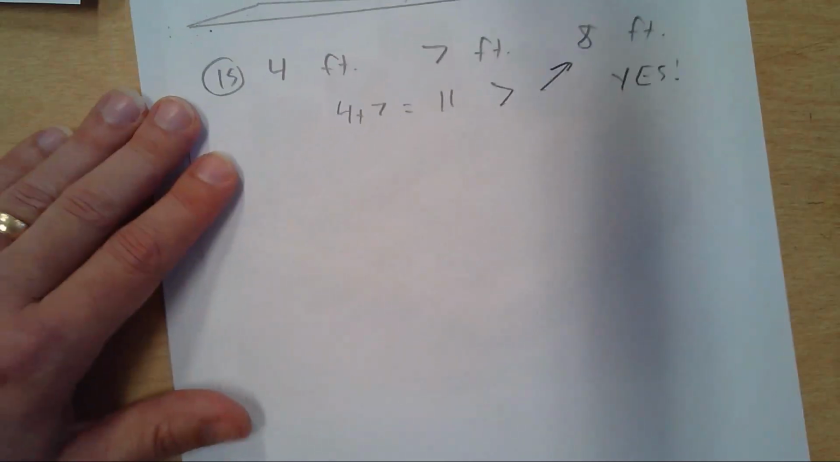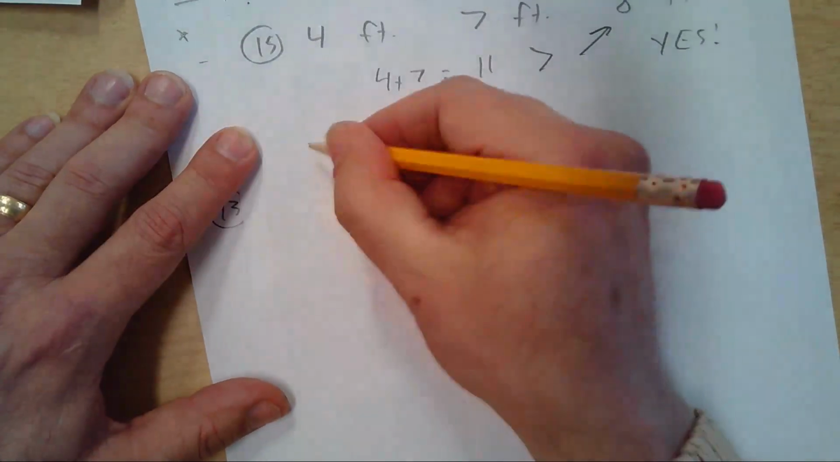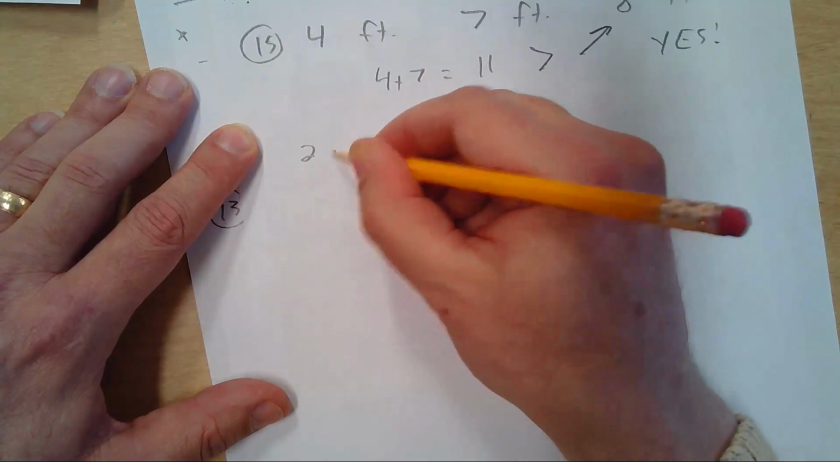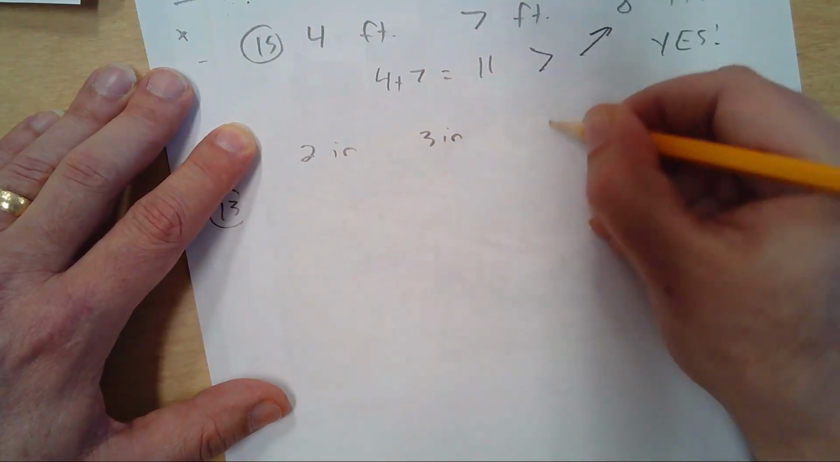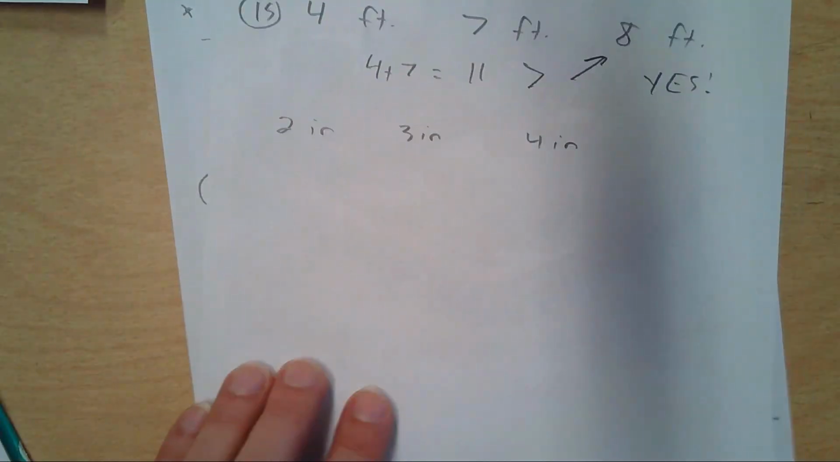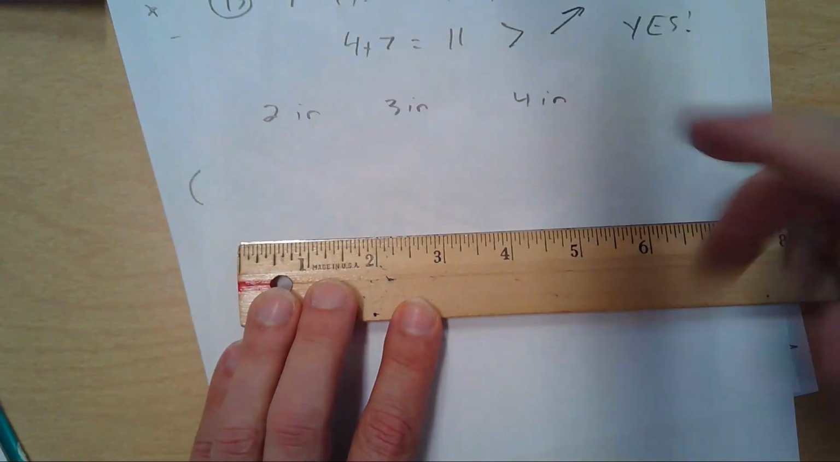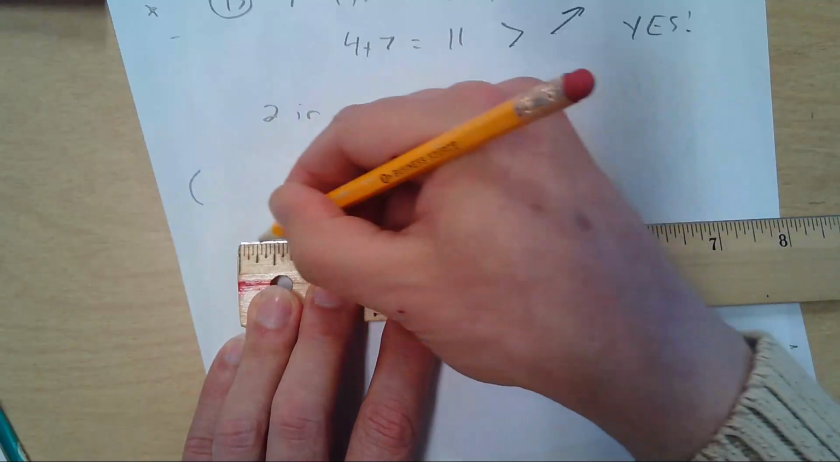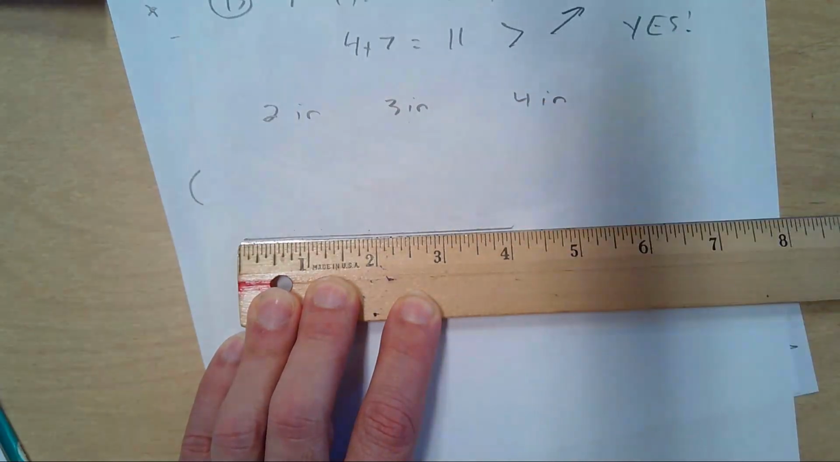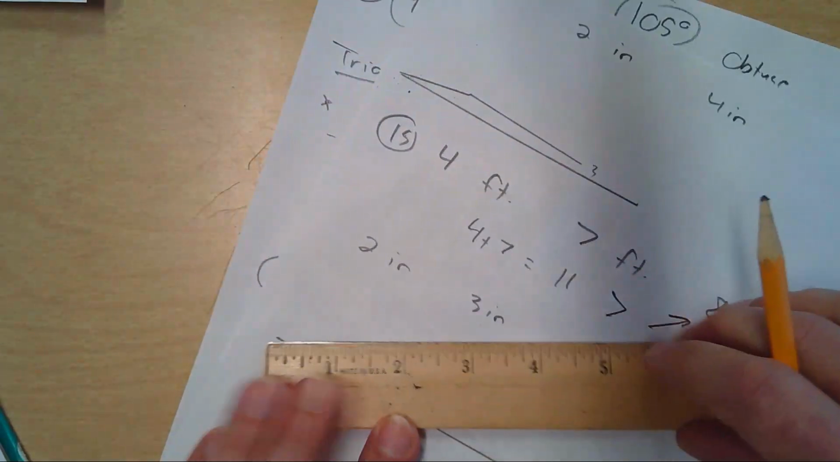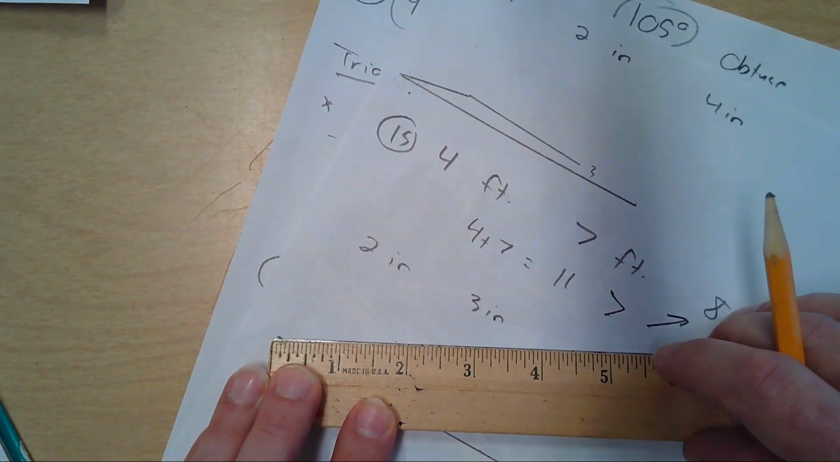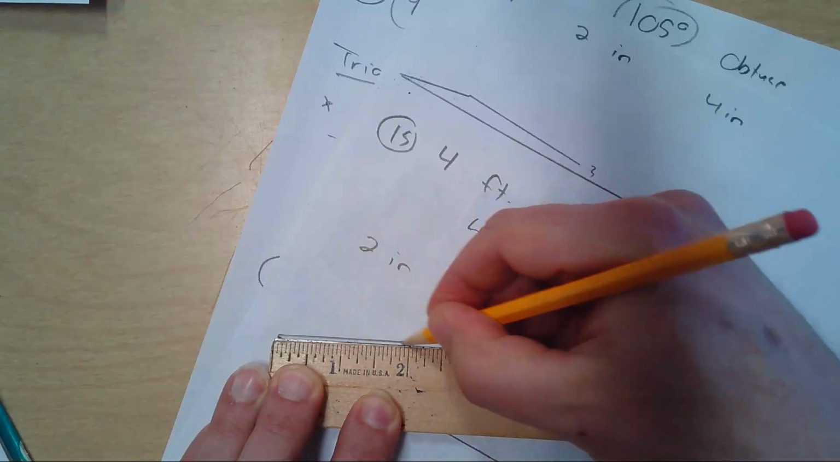And again, I'll do another one here. I'll say 2 inches, 3 inches, and 4 inches this time. So once again, I draw my little 4-inch piece here. Okay. Now I've got a 2-inch piece here, so I'll draw 2 inches again.